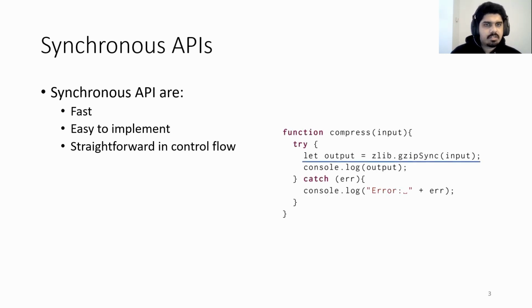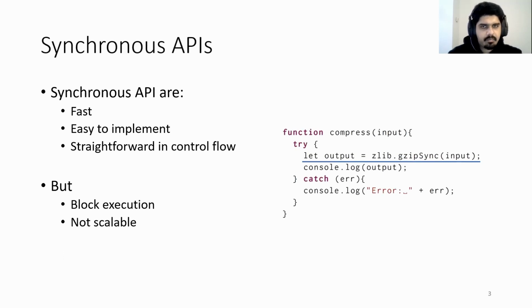Refer to this function compress. In this function, we have a call to zlib.gzipSync, which takes in an input, compresses it, and assigns the result to the variable output. So this is a synchronous version of the gzip function. And as we can see, it is quite straightforward and easy, and the control flow is straightforward as well. However, this function is blocking in nature, and as a result, while this function executes, no other function in the program can execute, and this makes it non-scalable.